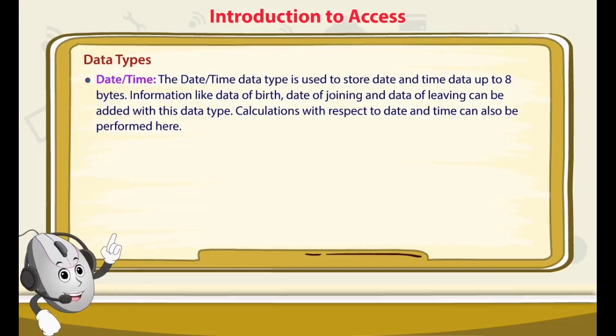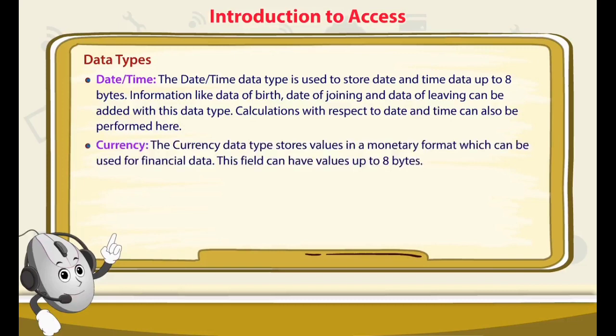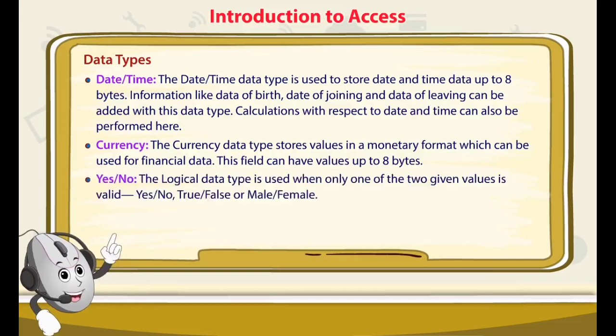Date, time. The date-time data type is used to store date and time data up to 8 bytes. Information like date of birth, date of joining, and date of leaving can be added with this data type. Calculations with respect to date and time can also be performed here. Currency. The currency data type stores values in a monetary format which can be used for financial data. This field can have values up to 8 bytes.